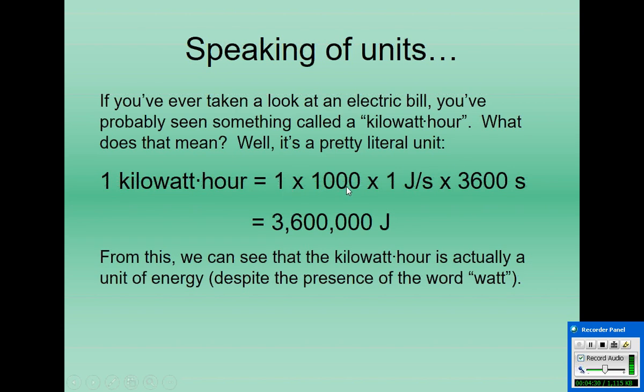So a kilowatt hour is 1,000 times 1 joule per second times 3,600 seconds. And that winds up being 3,600,000 joules. 1 kilowatt hour is literally millions of joules of energy. To put things into context, though, on your electric bill, 1 kilowatt hour costs you about a dime. It varies, but 10 cents per kilowatt hour is not a very unreasonable estimate. Might be higher in some places at some times of day, but not a whole lot different from 10 cents per kilowatt hour.